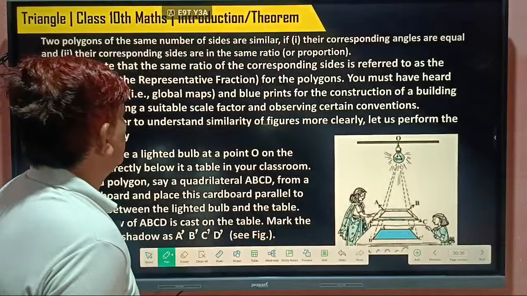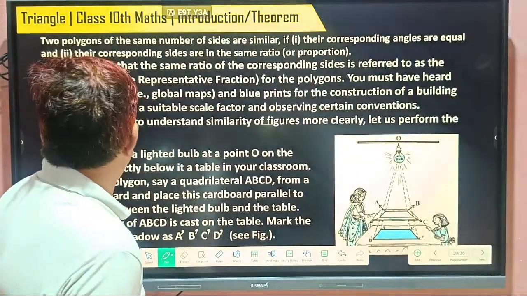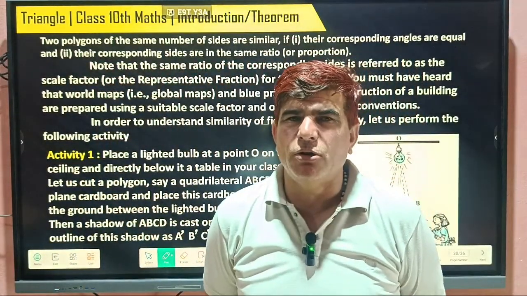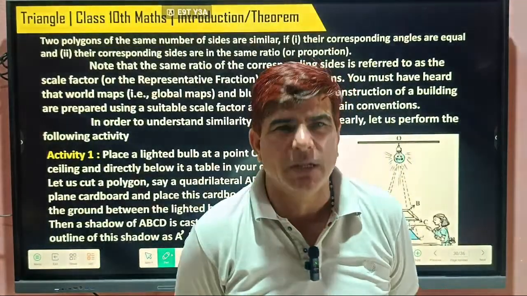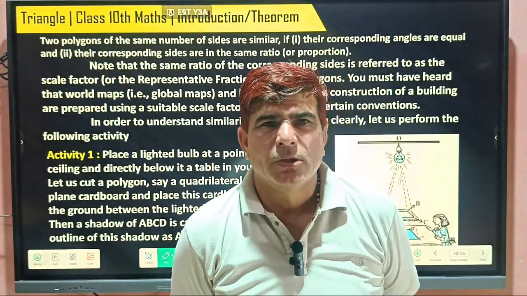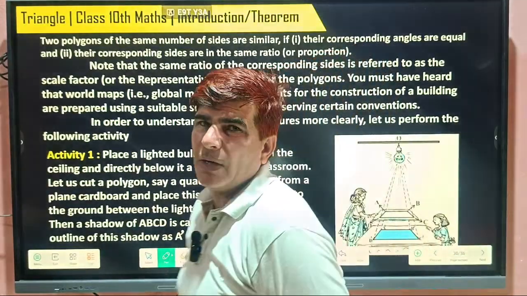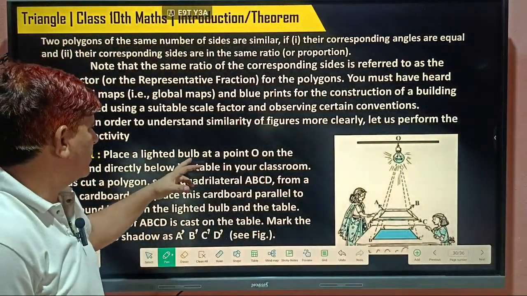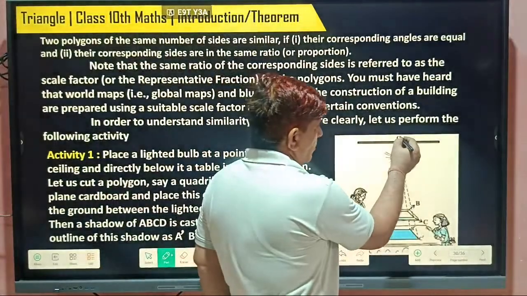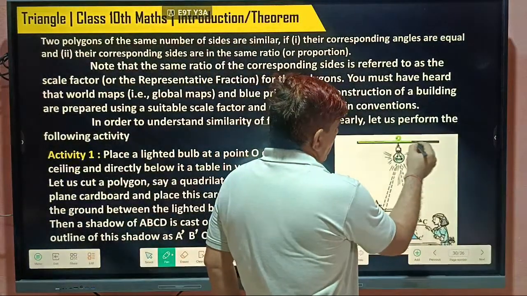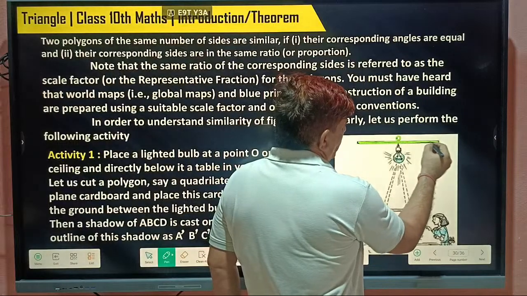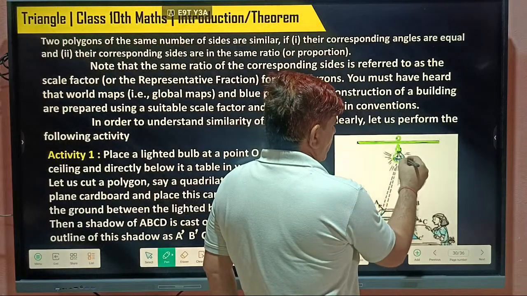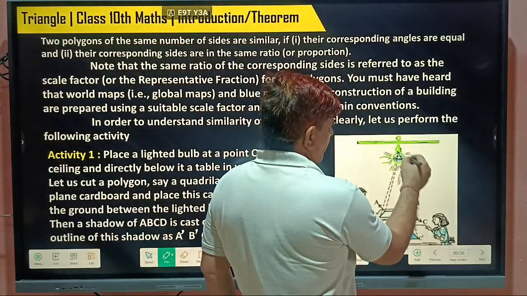In order to understand the similarity of figures more clearly, let's perform the following activity. One activity is given to you. You can try to understand what the difference is between congruence and similarity. From this you can understand what similar triangles or similar figures are. Place a light bulb at a point O. This is the point O, and here is one bulb hanging. Nowadays people are using CFL, but this is a bulb. These are the light.